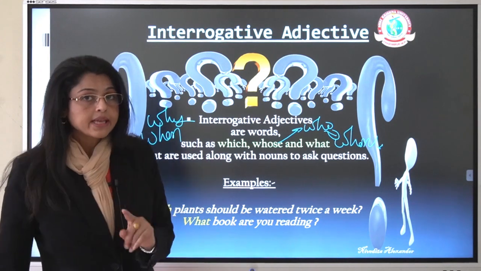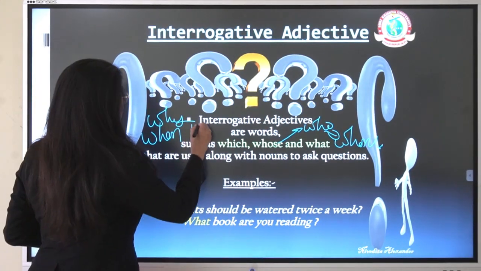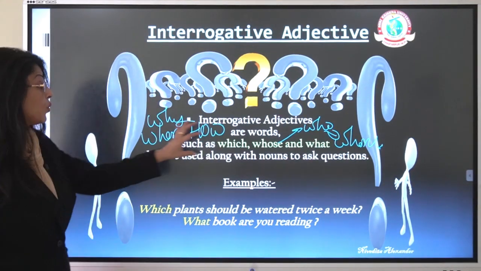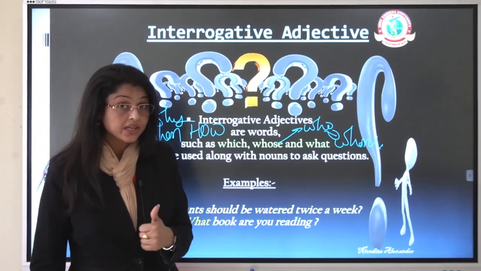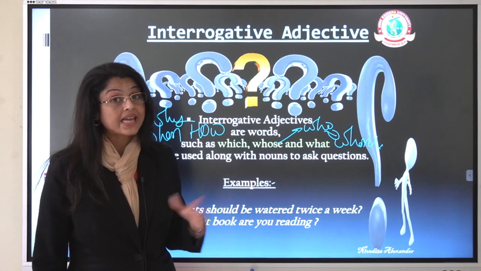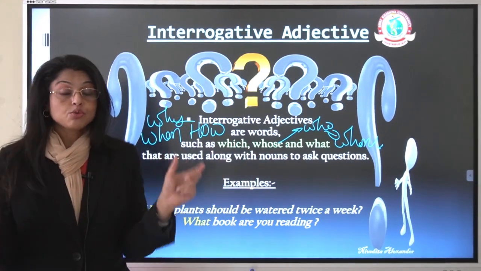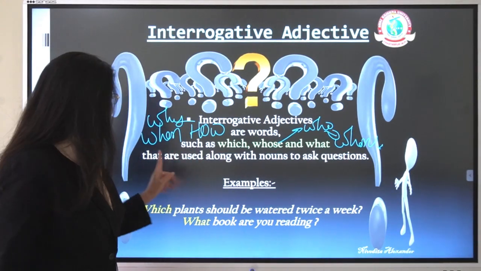Then there is an exception in the WH words, the question words, which is how. This is also the exception. Now the same words can be used as interrogative words or interrogative adjectives, and the same words can be used as a conjunction when they are used to join two sentences, the main clause and the subordinate clause of a sentence.